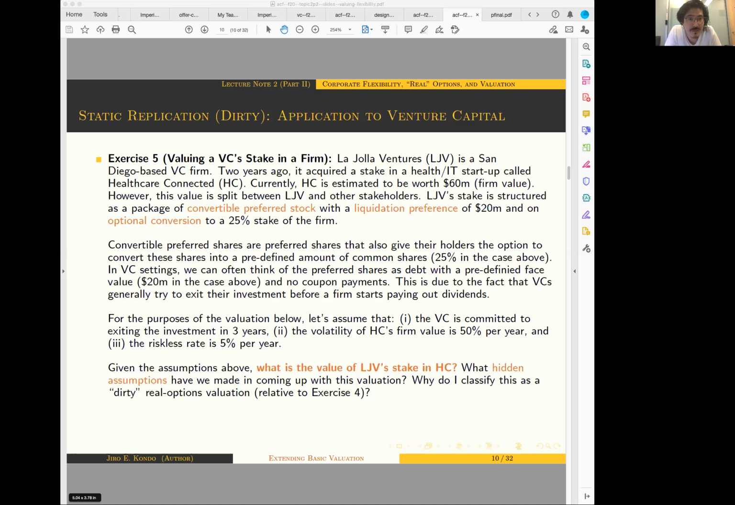3 years. By the way, does anyone think that that's a realistic assumption? Yes or no? That's obviously not realistic. So this is a caricature. This is a bit of a cartoon. It's a cartoon that allows me to solve the problem using static replication.